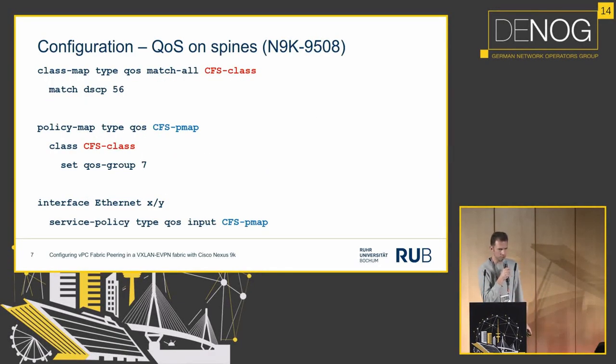You need quality of service on spines. I already said that. And for the sake of completeness, this is pretty much the example of the Cisco manual. But you shouldn't forget to configure quality of service on every port that connects to a VTAP on your spine layer, because VPC traffic will be tagged with DSCP, will be set DSCP 56. This is the default, but you can change it.